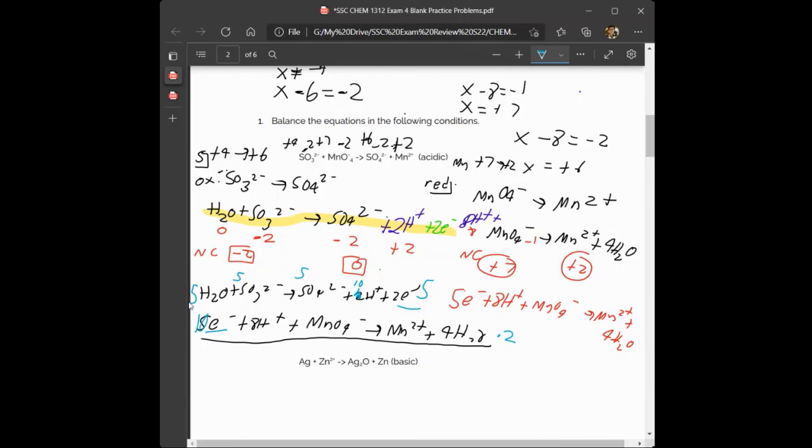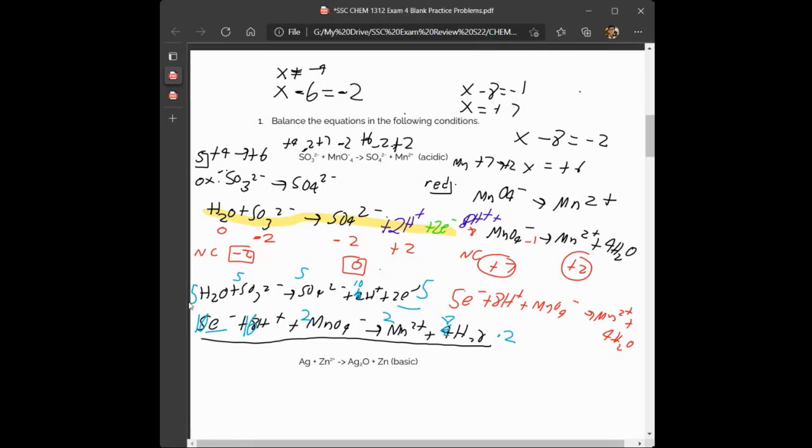So this becomes 10 electrons. This becomes 16. This becomes 2. This becomes 2, and this becomes 8. Okay, so I'll give y'all a second to try combining these two, and then we can talk about the final product.